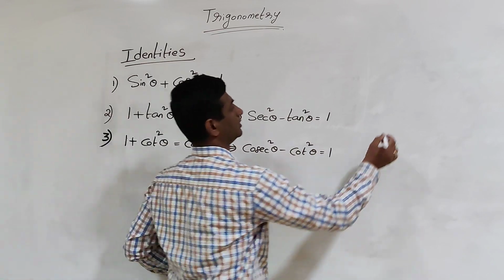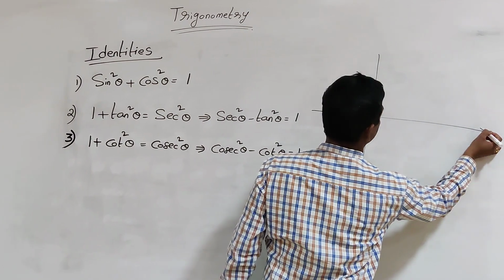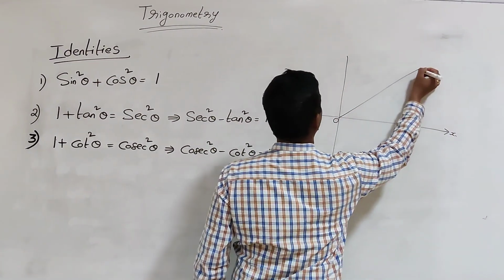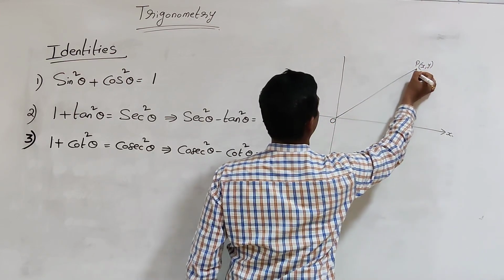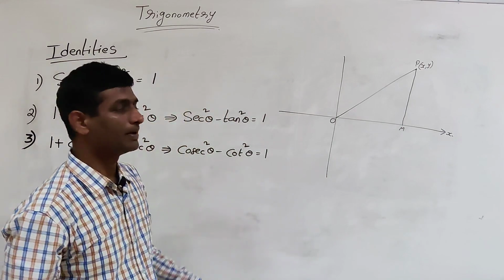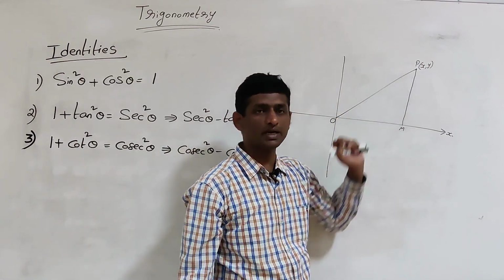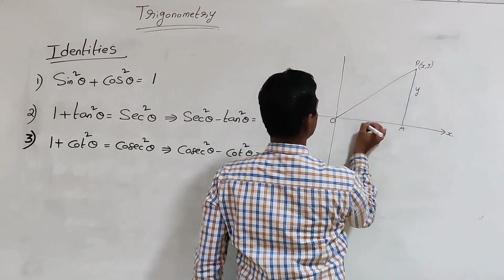How? Let us have this standard notation. OX is our initial ray and OP is our terminal ray. That is the point x comma y on the terminal ray. If we draw a perpendicular line, M is the projection of the terminal ray onto the x-axis. The lengths are y, x, and this is r.